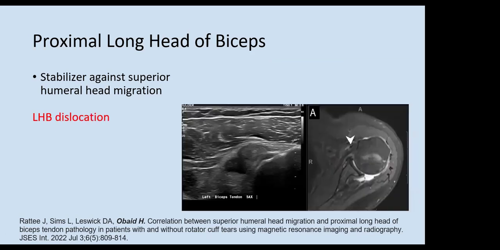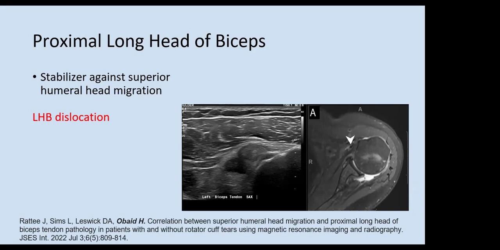Another entity that can develop with the proximal long-headed biceps tendon is dislocation. As we can see in the image here, this is the bicipital groove, and the proximal long-headed biceps tendon is medially dislocated. This is very complicated, and it's a topic on its own if we want to talk about the dynamics of the proximal long-headed biceps. I think I will skip the dynamics and the biceps pulley for this talk.